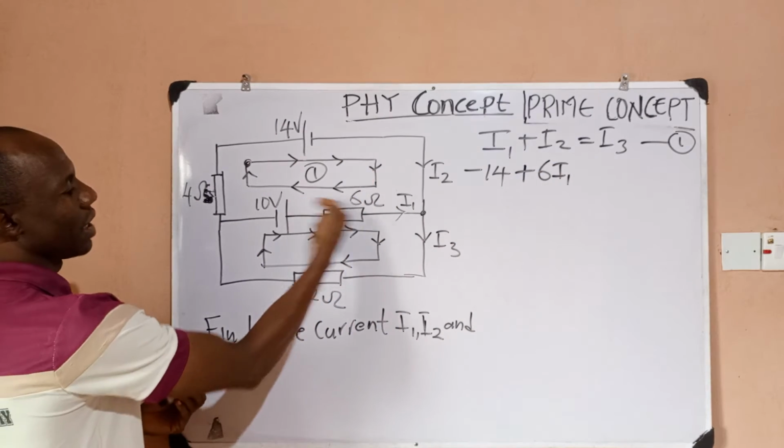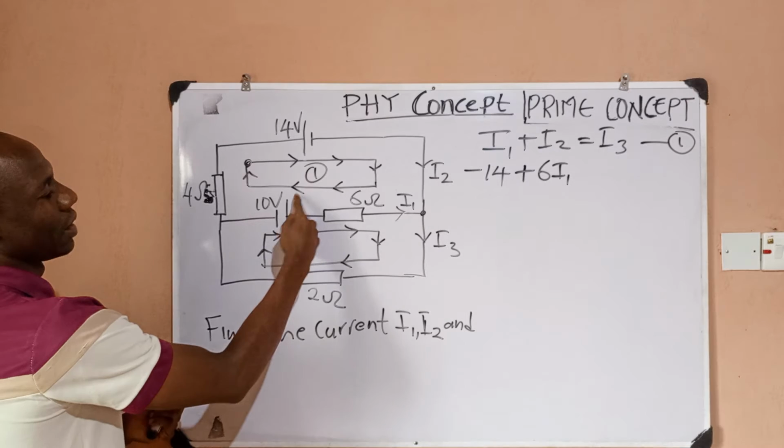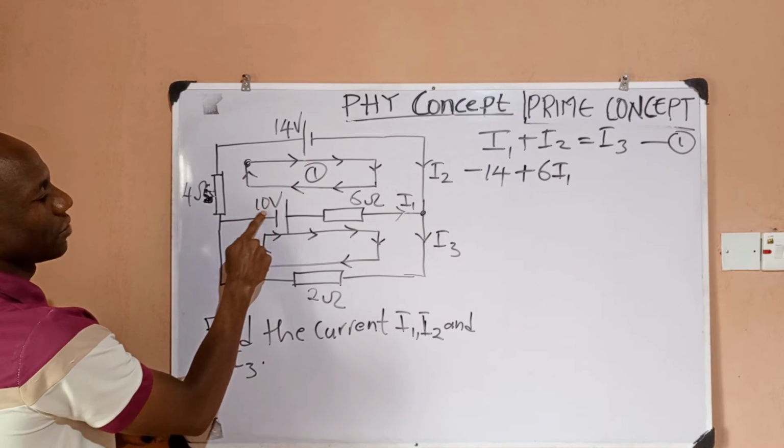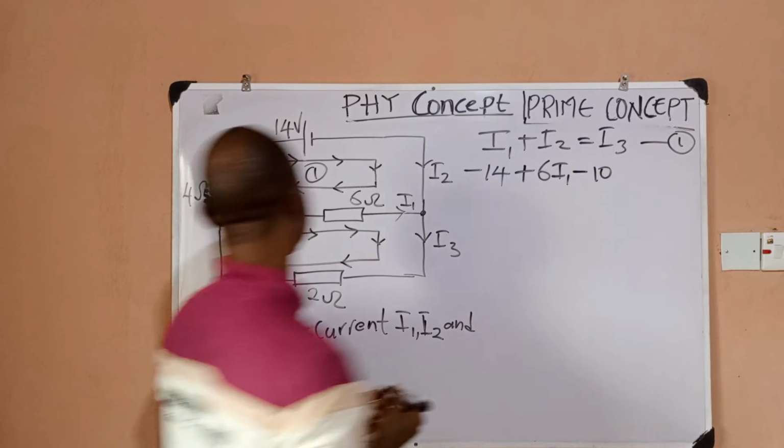If I continue the movement, you notice that my loop is going to enter through this long one and then come out through the short one. So it's coming out from the negative terminal. So my EMF is negative 10.